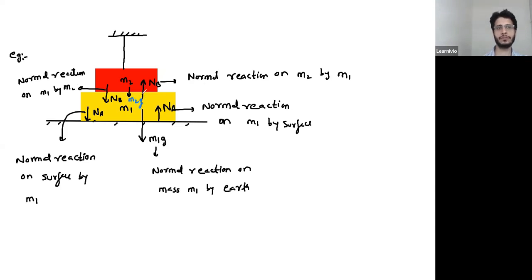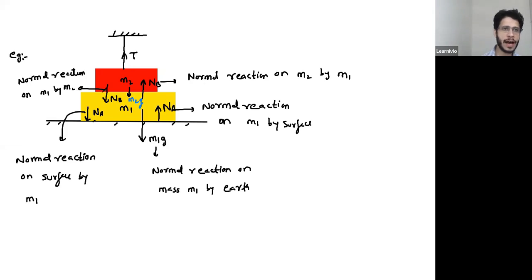There is one more force. Since this M2 is connected by a string, the string must be pulling this M2. String must be applying a tension over this mass M2. That force is known as tension. So these are the forces which are acting on the system. So if I count the total number of forces, 1, 2, 3, 4, 5, 6, 7, 8. So you have total 8 forces.